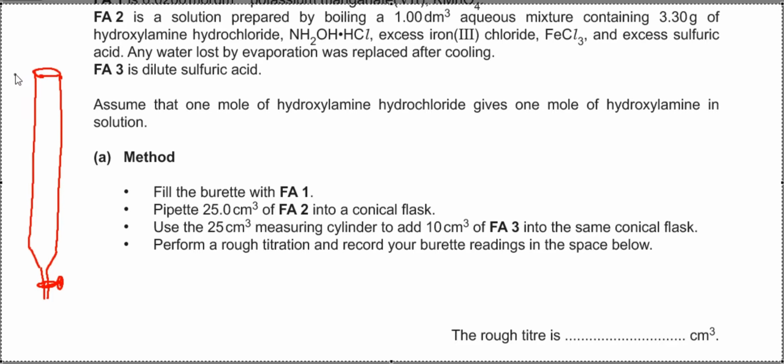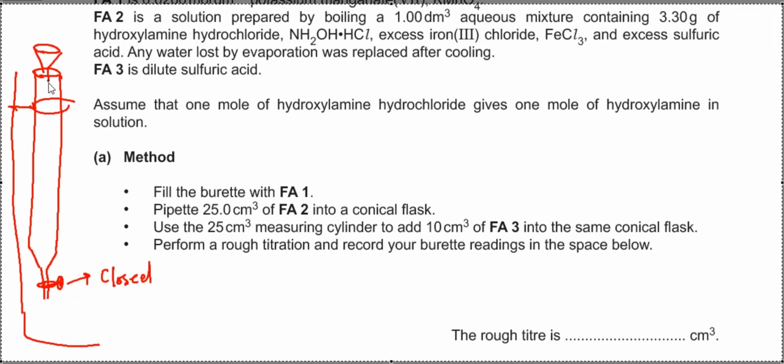Now attach it to the burette stand that is fitted with the burette clamp. Attach it carefully. After that, again check that the tap is closed. This tap should be closed. Now place a glass funnel like this and then start to add FA1. Listen carefully. First of all, close the tap, then place the glass funnel, and add the FA1 slowly.